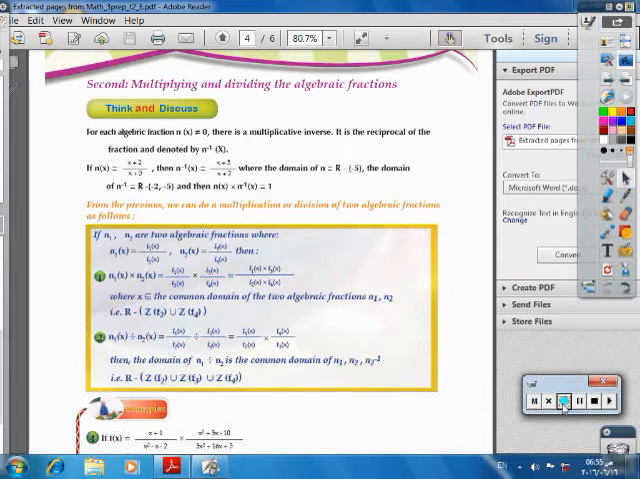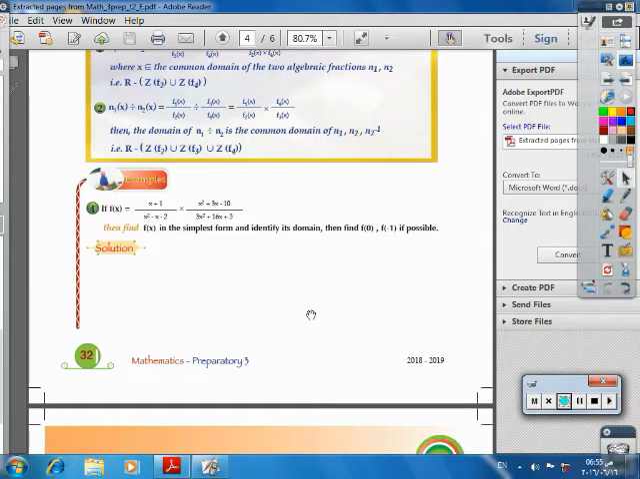Now, second, multiplying and dividing the algebraic fractions. For example, example 4, page 32. If x equals (x plus 1) over (x power 2 minus x minus 2) times (x power 2 plus 3x minus 10) over (3x power 2 plus 16x plus 5).